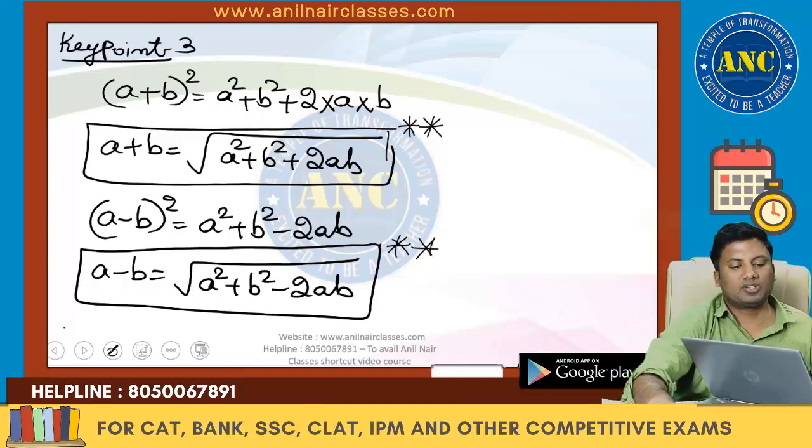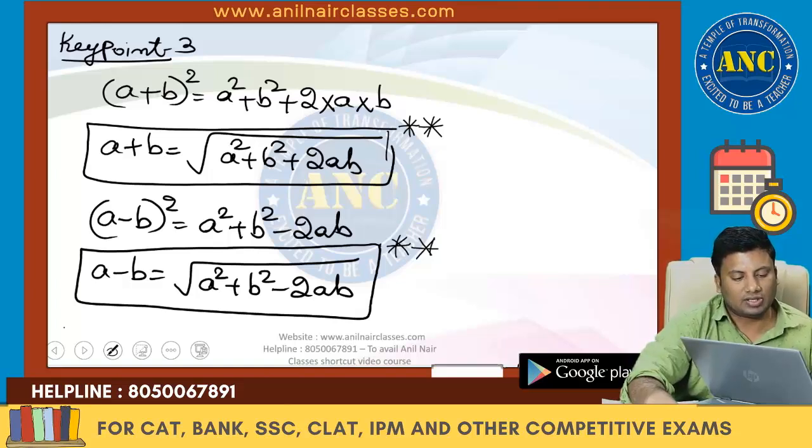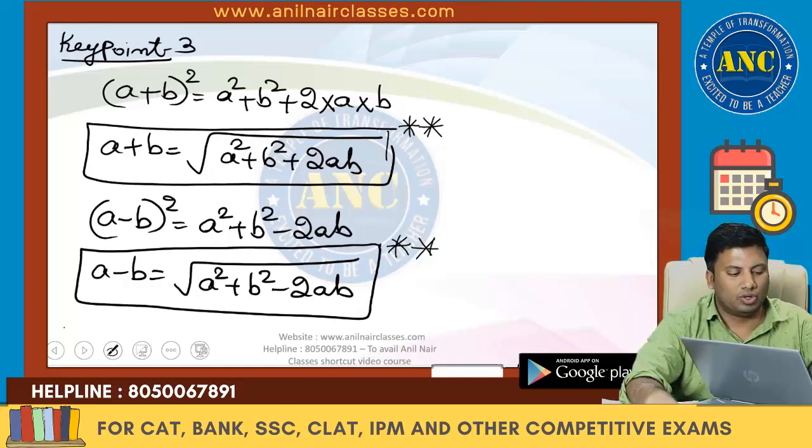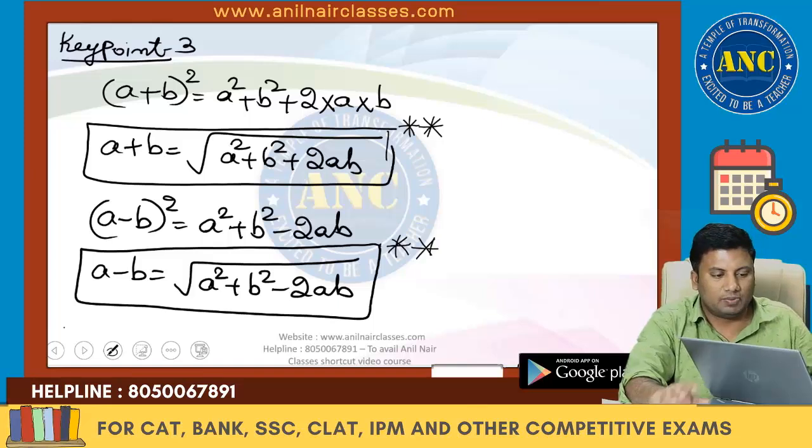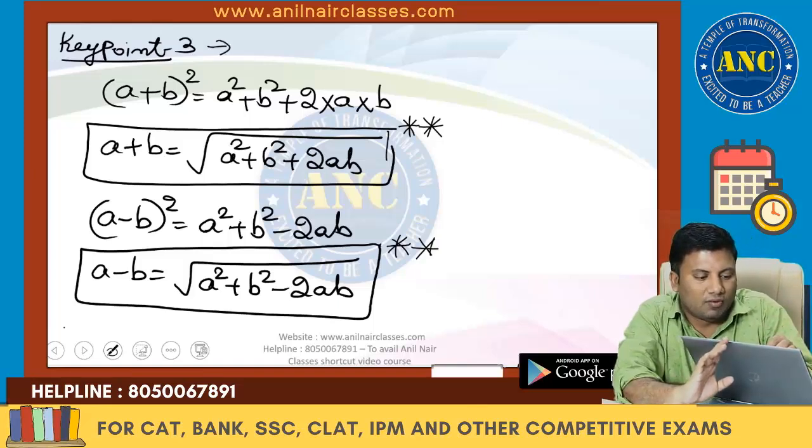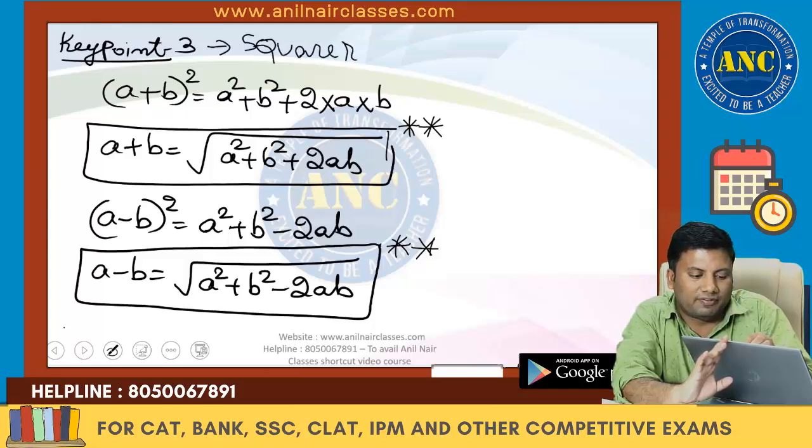Two important key points: (A plus B) whole square is A square plus B square plus 2AB, and (A minus B) whole square is A square plus B square minus 2AB. So in key point 3, what we are doing is finding the square root of surds.